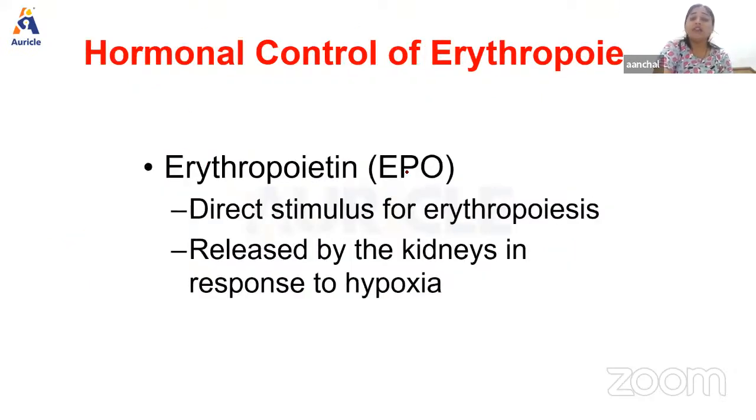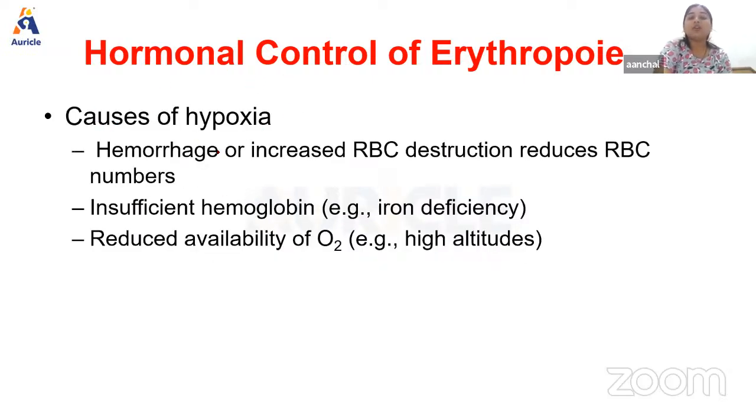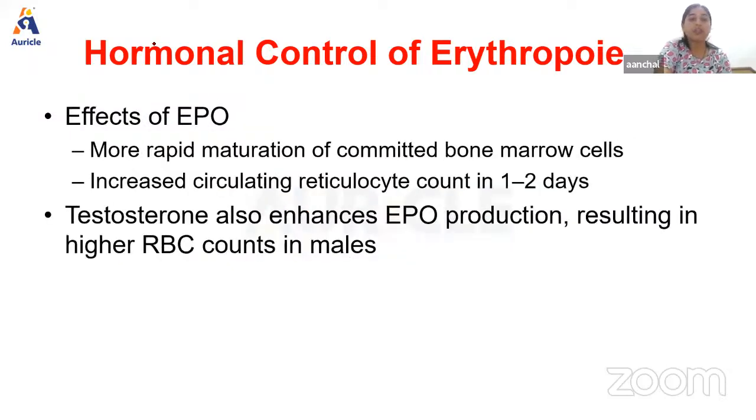Okay, then we have erythropoietin. As we have seen, it provides direct stimulation for erythropoiesis, and it is released by the kidney in response to hypoxia. Then the causes of hypoxia: a hemorrhagic condition or increased RBC destruction reduces RBC number, and insufficient availability of hemoglobin in case of iron deficiency also causes it. And if there is reduced availability of oxygen at high altitude, then at that time also a condition of hypoxia will arise.